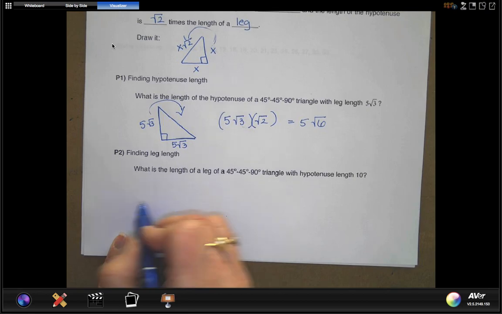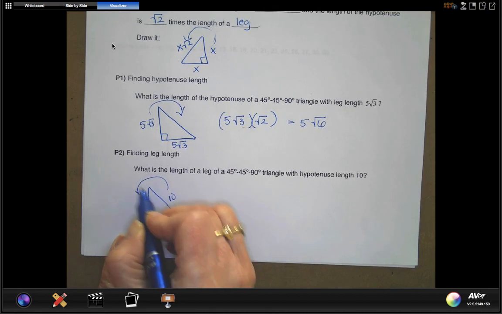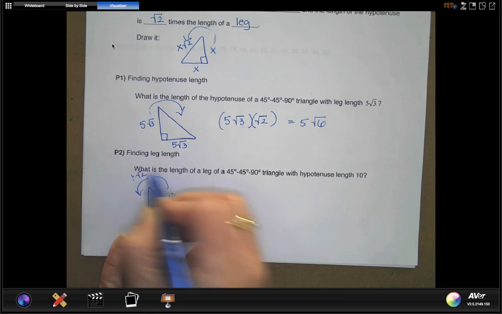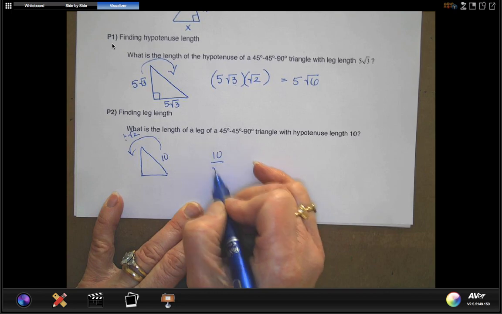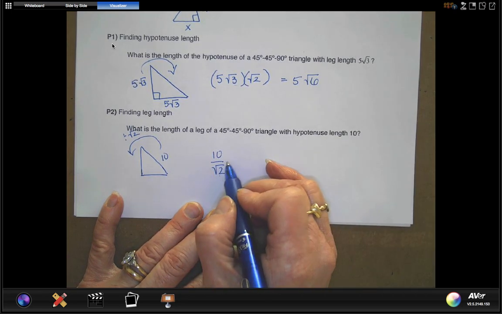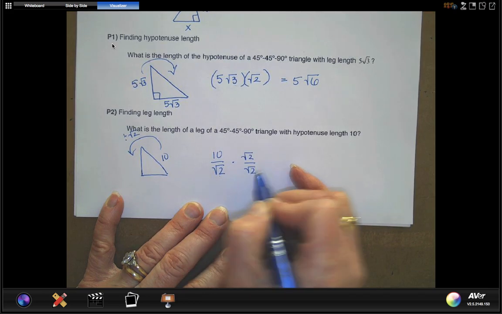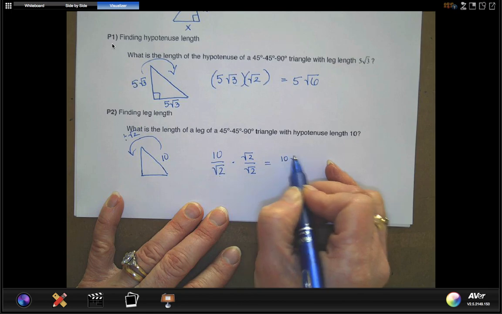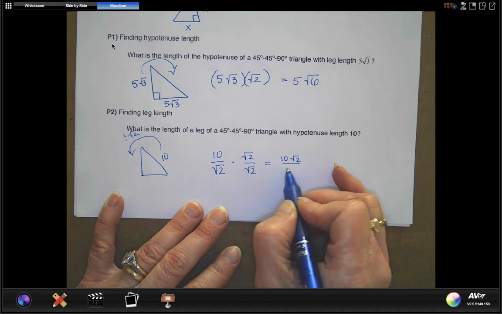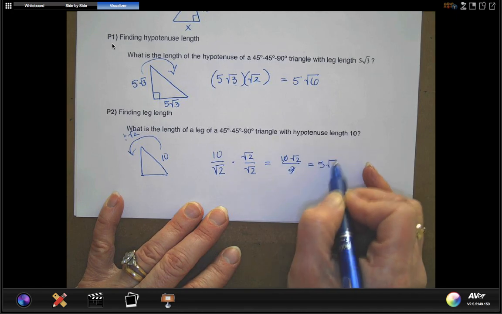If I was going backwards, so if I knew the hypotenuse was 10, and I wanted to go this way, I would divide it by the square root of 2 because I'm going in the opposite direction. So I would take 10 divided by the square root of 2 to find a leg. Again, you could use Pythagorean theorem. Remember, we don't like those square roots of 2 in the denominator, so square root of 2 over the square root of 2. So I get 10 square root of 2. Square root of 2 times the square root of 2 is 2. So I have 5 square roots of 2.